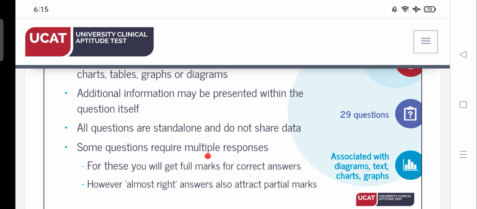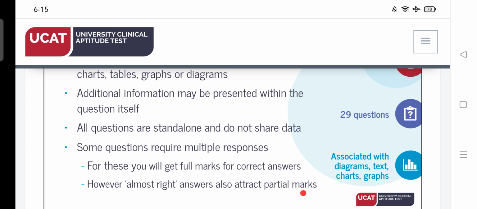Some questions require multiple responses. For these, you will get full marks for correct answers. However, almost right answers also attract partial marks. Okay, now this is the best point that you have to be prepared for: there are some questions that have multiple responses, where you can say most of the options could be true.